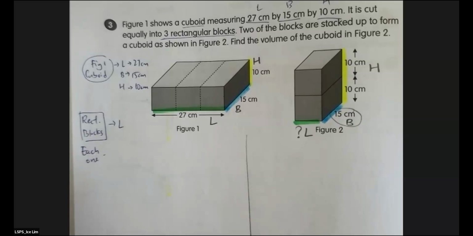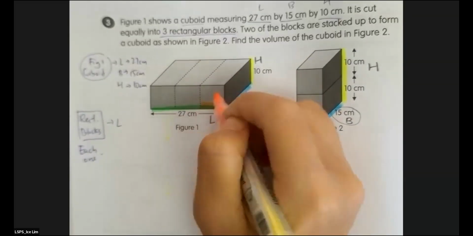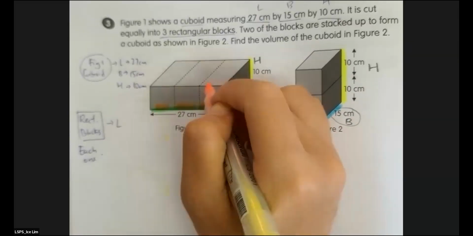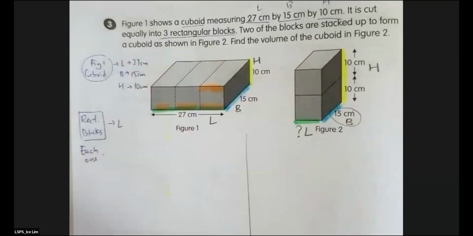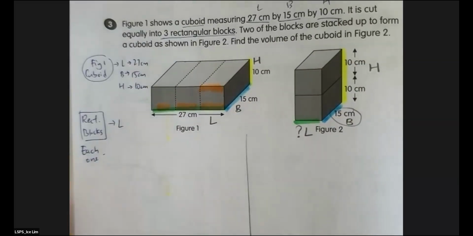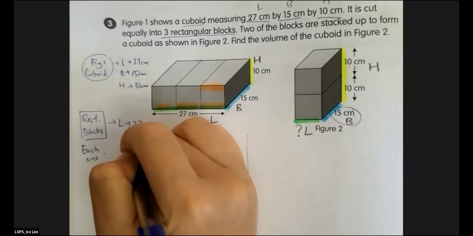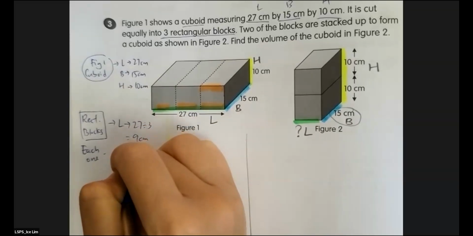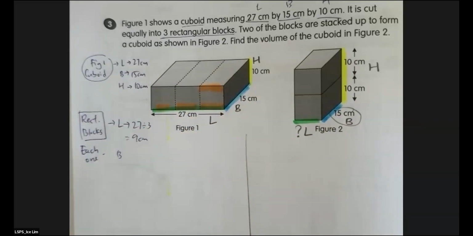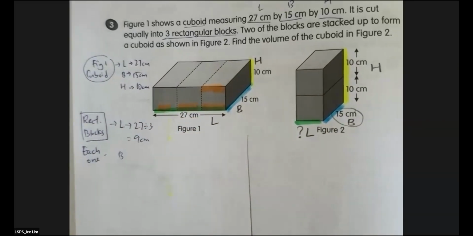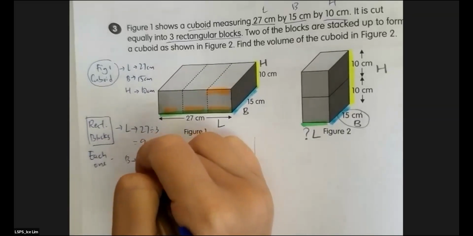How do you get 9? Very good. I chop it up into 3, so I'm looking at one block. Meaning each one, the length is 27 divided by 3. That's 9 centimeters. The breadth, is it the same? Is it 15 still? Yes, it's still 15 centimeters.